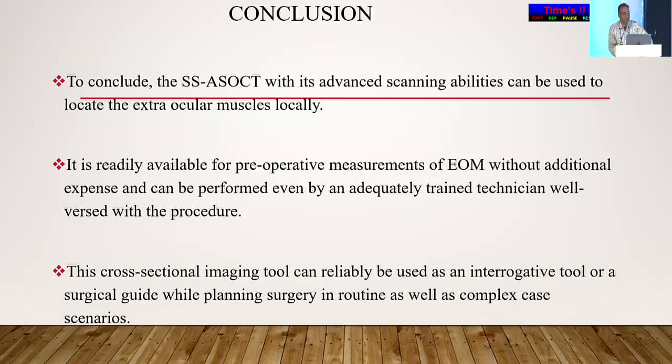To conclude, AIOC with its advanced scanning ability can be utilized to locate extraocular muscles locally. It is readily available for preoperative assessment of UOM without additional expense and can be performed even by adequately trained technicians well versed with the procedure. And this cross-sectional imaging tool can reliably be used as an interrogative tool or a surgical guide while planning surgery in routine as well as in complex cases. Thank you.